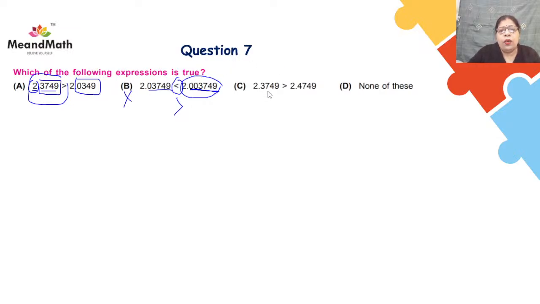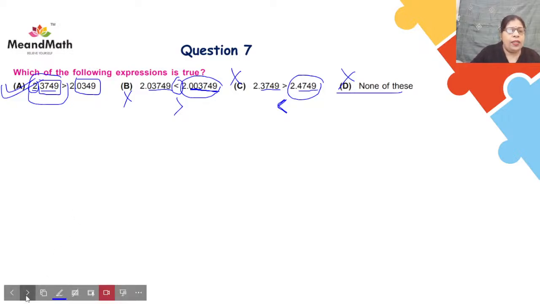And here also it is given 3749, and here we have 4749. This should have been greater. Like the options should have been written like this, the comparison operator. So this is also wrong. None of these. This is absolutely wrong because we have a correct answer over here. So A is the correct answer. Very well done to all the students who have given me the answer A.